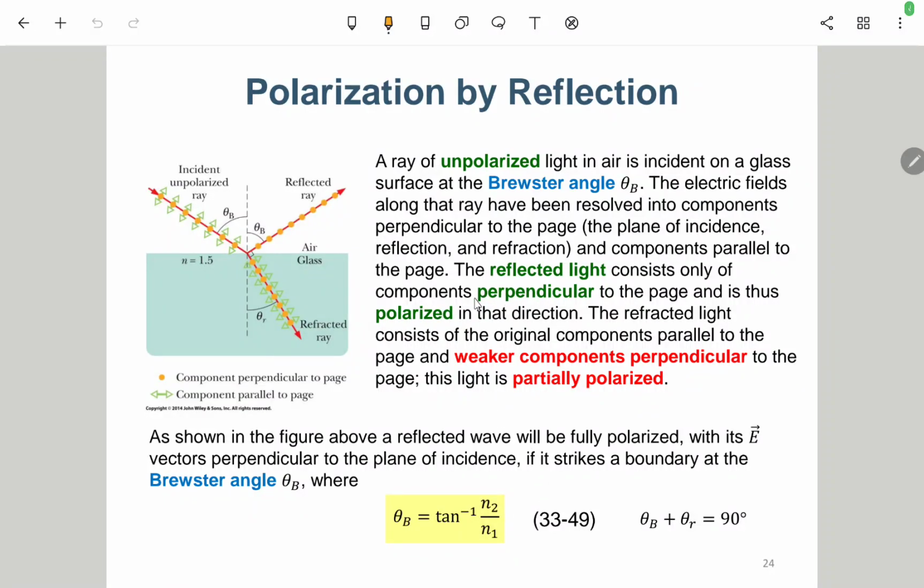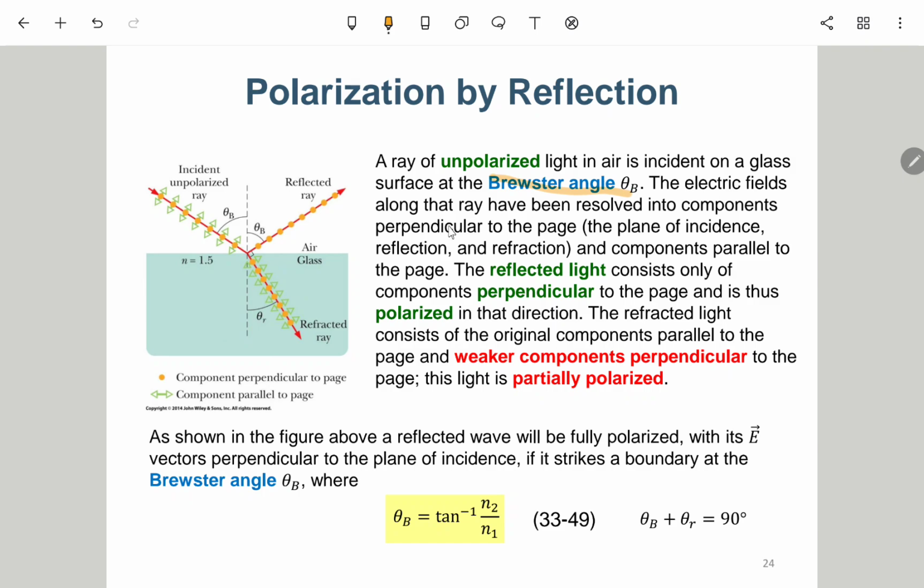We talk about the polarization by reflection. OK, 所以就是说，除了那个 polarizing filter 之外，我们还可以用另外一种方式去产生那个极化的光。OK, so a ray of unpolarized light in the air is incident on the glass surface at the so-called Brewster angle. This is called the Brewster angle.